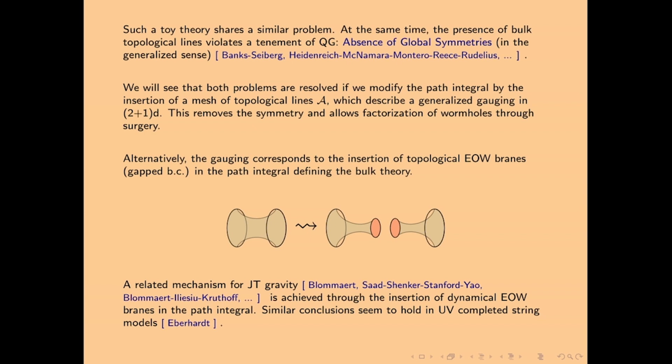Yeah, absolutely. So that's the point that makes it work, that you don't have operators charged under this dual symmetry. I mean, is there something straightforward to verify? Yeah, like the TQFT that you have after gauging is a trivial TQFT, and it is an SPT. So that's the point. Okay, but thanks for the question.